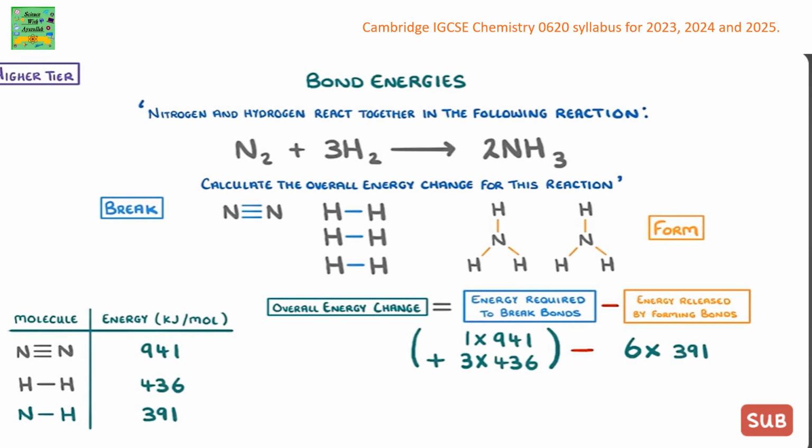Now coming to the energy released by forming the bonds, you just need to find out the number of N-H bonds, because in the table only the bond energy for N-H is given. So on the product side you can see that there are 1, 2, 3, 4, 5 and 6 bonds of N-H. What you need to do is multiply 6 into N-H bond energy. So N-H bond energy is 391. So 6 into 391 gives you the bond-forming energy. You just need to subtract both the values and you get your answer.